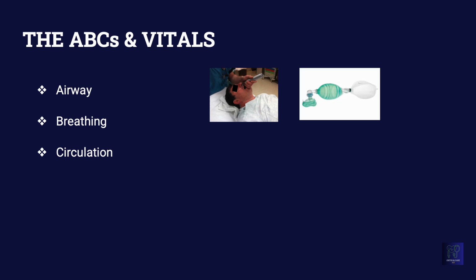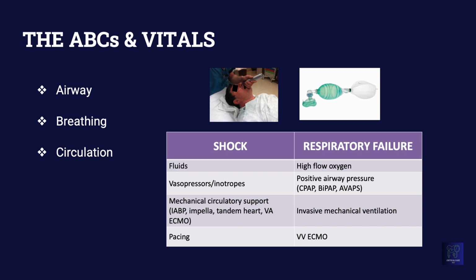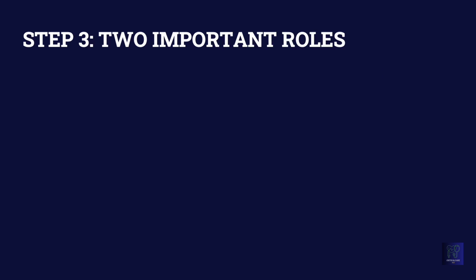If the patient is not breathing, start bag mask ventilation and consider more long term support like non-invasive ventilation or invasive mechanical ventilation as appropriate. Then assess circulation. In a patient who has a pulse but is hypotensive and hypoperfusing, appropriate supportive care for shock must be provided. Once patients' vitals are stabilized, we have two important rules.